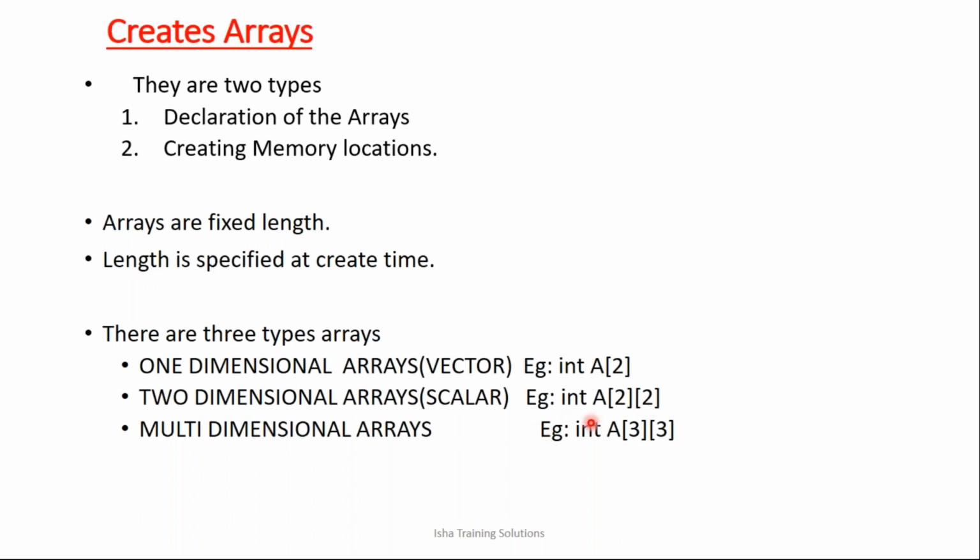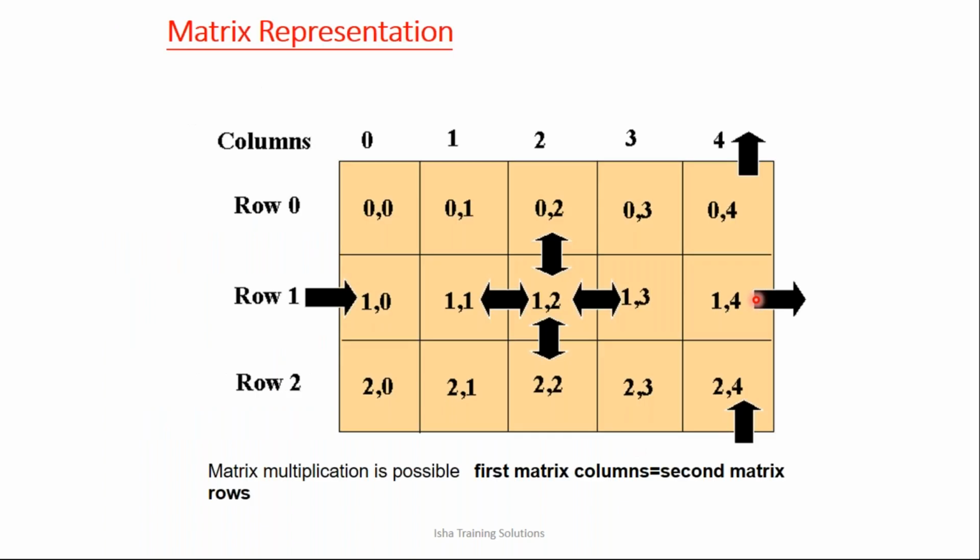Okay, and multi-dimensional arrays: declarations of arrays with more than two rows and columns can be called multi-dimensional arrays. We will see in the next coming slides. See here, this is a type of array representation. Here we are having three rows: row 0, row 1, row 2, and we are having five columns: column 0, column 1, column 2, column 3, column 4. And column numbers 0, 1, 2, 3, 4 can also be called index numbers.